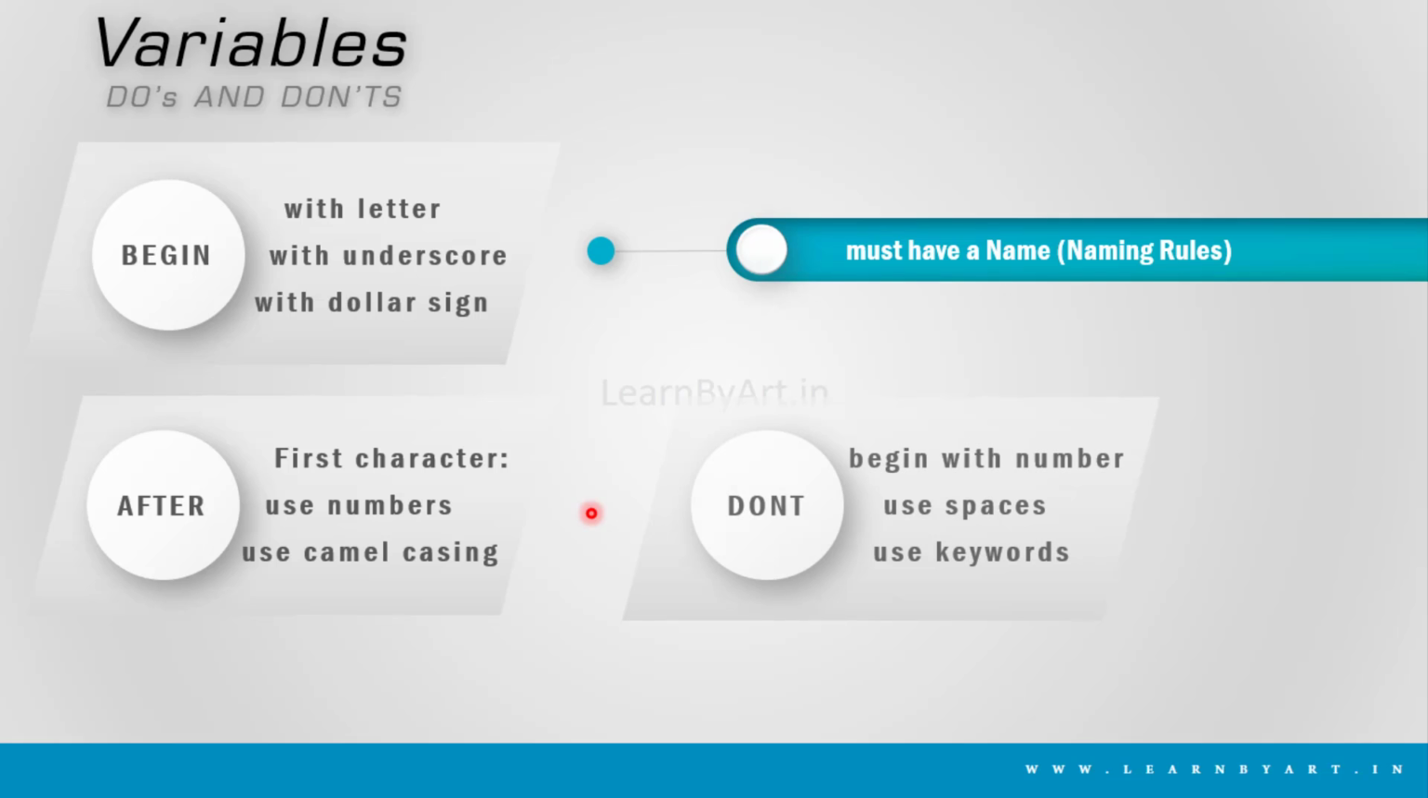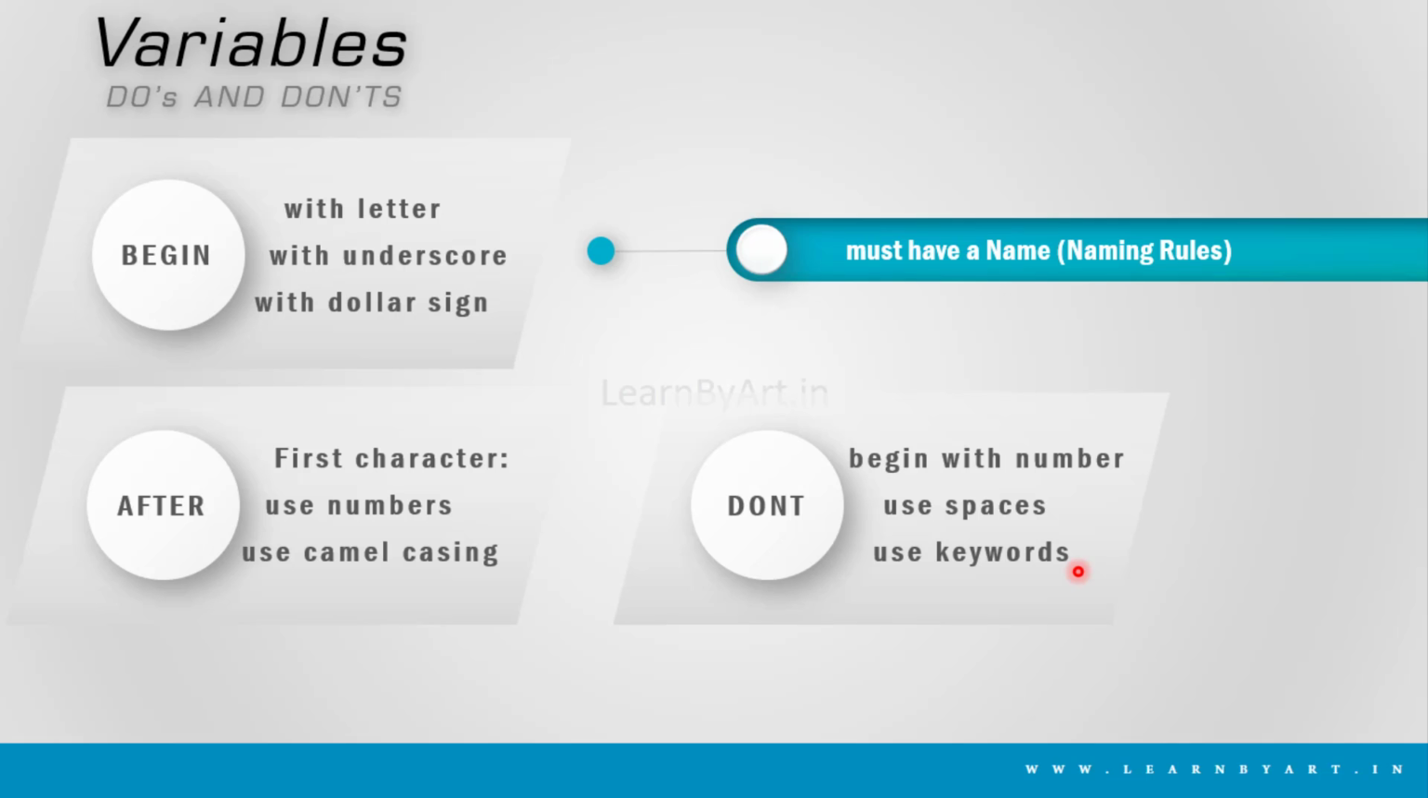Now you need to be very precise about what to not use when you're going to name a variable. Don't begin with a number. 1x is not allowed, 2x is not allowed, 1name is not allowed. Okay, and you should not have spaces between the words that you're going to use. And remember this, you shall never ever use a Java reserved keyword.